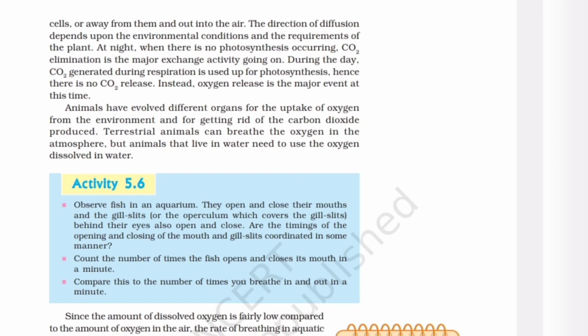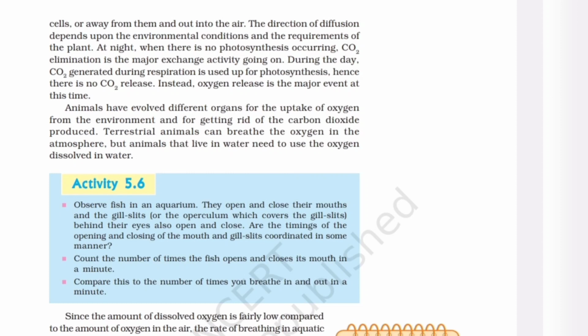The direction of diffusion depends upon the environmental conditions and the requirements of the plant. At night, when there is no photosynthesis occurring, CO2 elimination is the major exchange activity going on. During the day, CO2 generated during respiration is used up for photosynthesis, hence there is no CO2 release. Instead, oxygen release is the major event at this time.